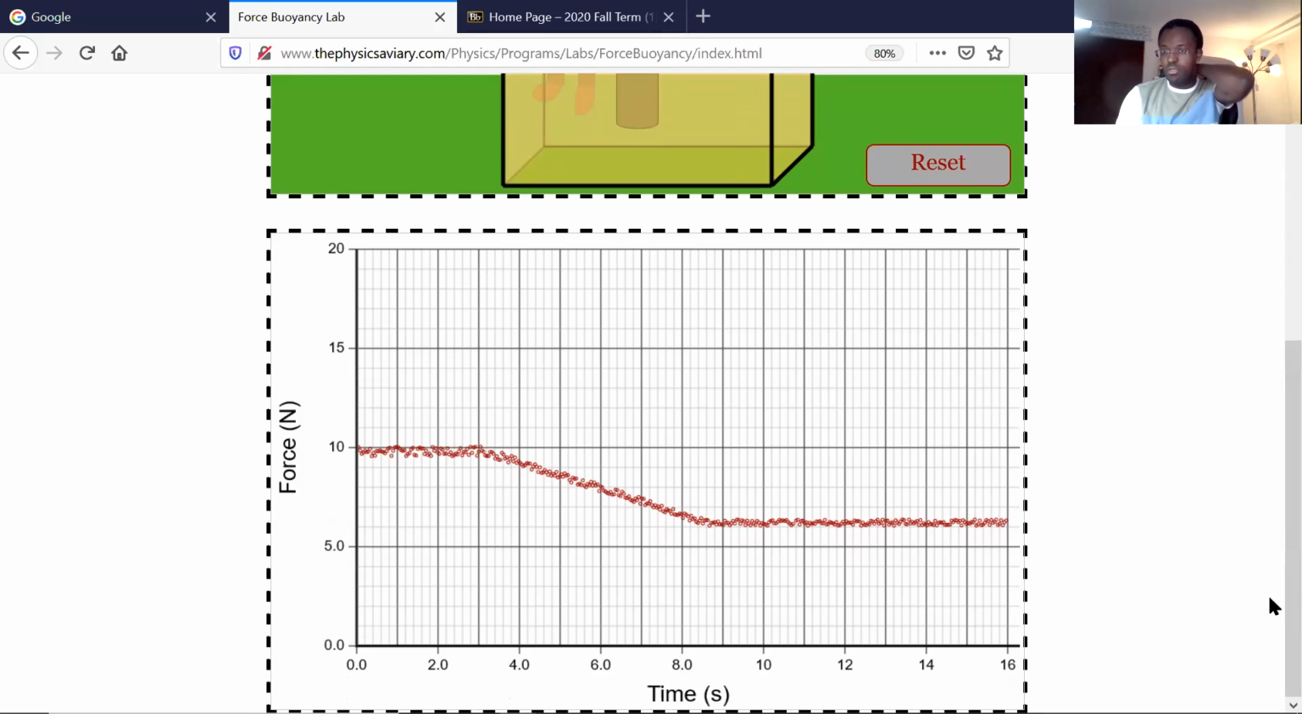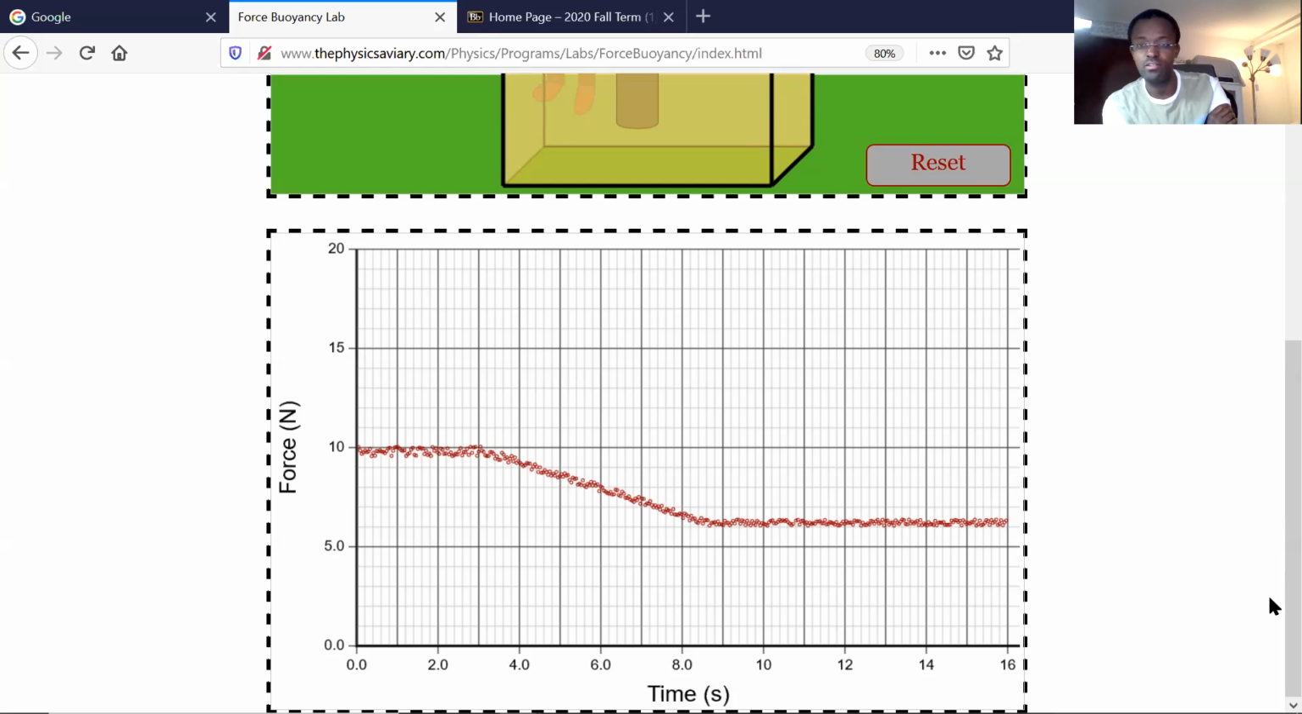Now let's think a little bit. The vertical axis for this plot says force in newtons, of course, and the horizontal axis is time in seconds. But what force are they talking about here? There are three forces that come into play in this lab.